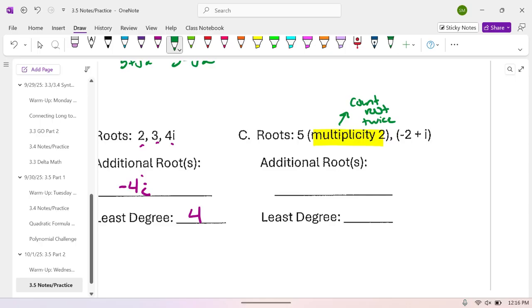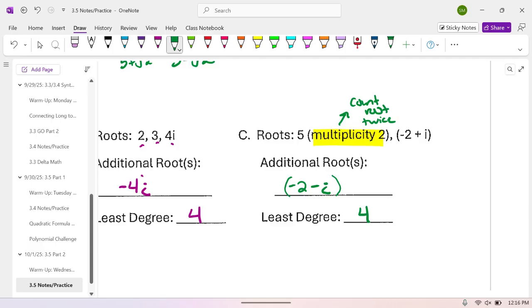So what is my additional root that I need? -2 minus i. So if I count all of the roots, how many do I have? Make sure you count the 5 twice. 4. 1, 2, because I have to count the 5 twice. 3, 4. All right. Yeah. All right. Any questions on that?